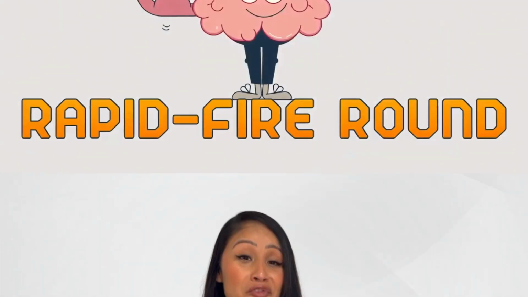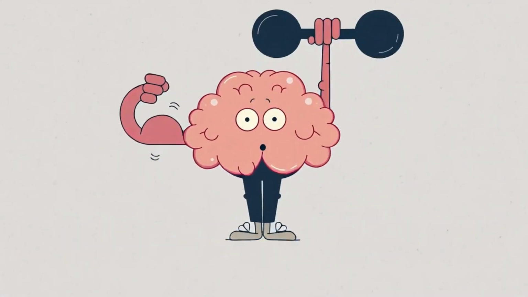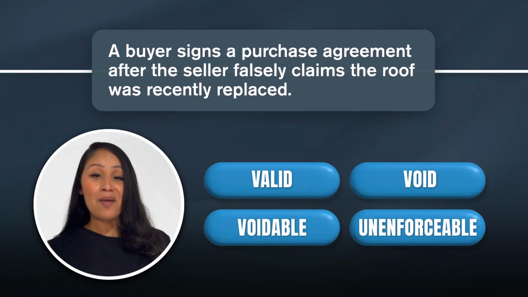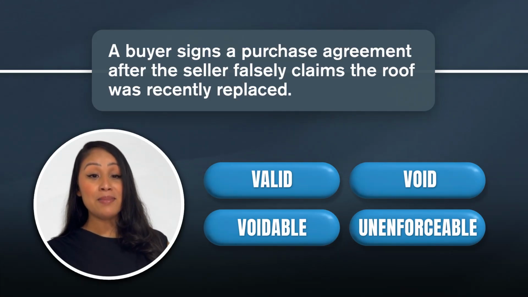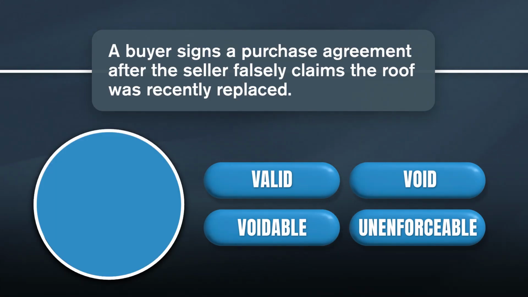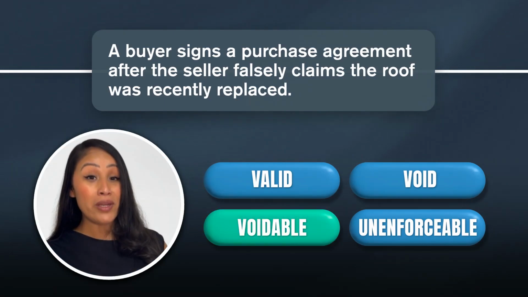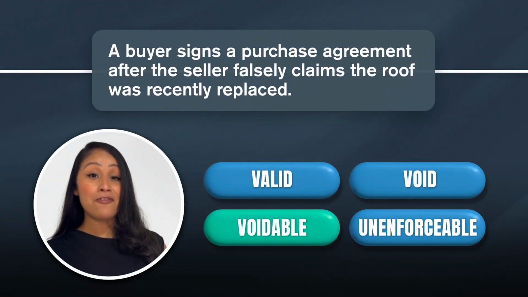Which brings us to our rapid fire round. Now that we've successfully de-dreadified contract statuses, see how many you can get right without pausing the video. Pick the best answer. Number 1, a buyer signs a purchase agreement after the seller falsely claims the roof was recently replaced. Voidable. Misrepresentation affects reality of consent.